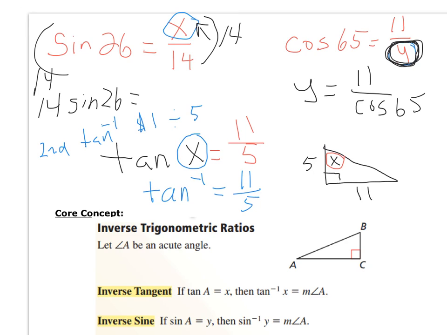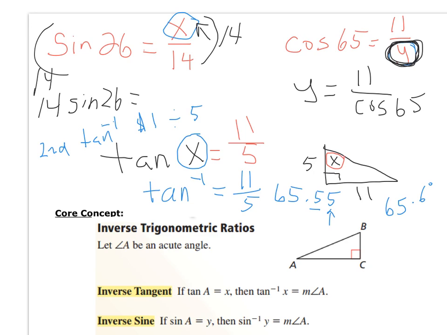So let's do that again. I'll talk you through it again. You're going to go to the second key, okay, and then you're going to push the tangent key, which is actually the negative inverse of tangent, and then you're going to go 11 divided by 5. And what you should come out with is you should get 65.55. And we'll round to the nearest tenth. The first 5 is in the tenth spot. That is 5 or bigger. So our actual answer is 65.6. So that missing angle measure is 65.6 degrees.